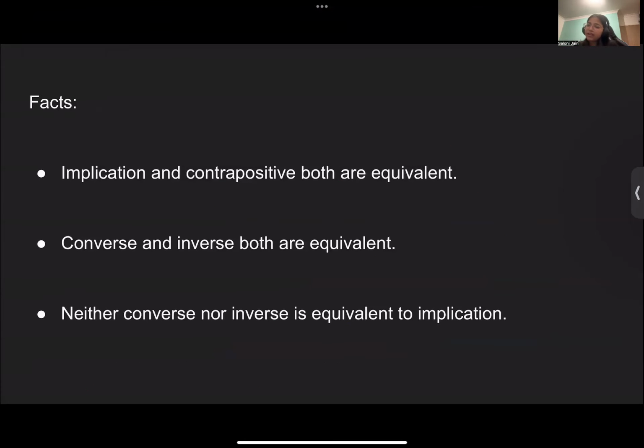So these are a few facts related to converse, contrapositive, and inverse. Implication and contrapositive both are equivalent. Converse and inverse both are equivalent. And converse and inverse are both not equivalent to implication. This is quite difficult to understand, and I would suggest that when you have confusion regarding all of these truth values and equivalency, you construct a truth table to understand things properly.